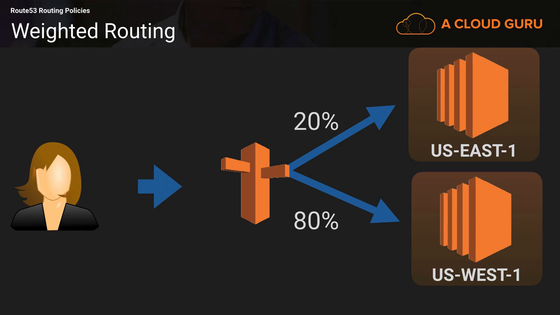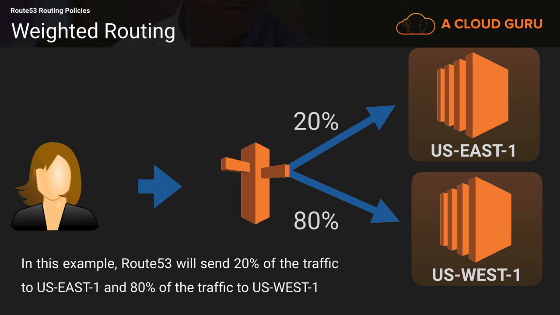But then we may also have a DR site in US East 1. It's quite a bit smaller, but we want to know that it is up and running and functional and could be useful in the event of a disaster. So we send 20% of our traffic to US East 1 just to keep it ticking over. So that's all that weighted routing is. In this example, Route 53 will send 20% of the traffic to US East 1 and 80% of the traffic to US West 1. So let's go ahead and have a look at how we can set it up in the AWS console.